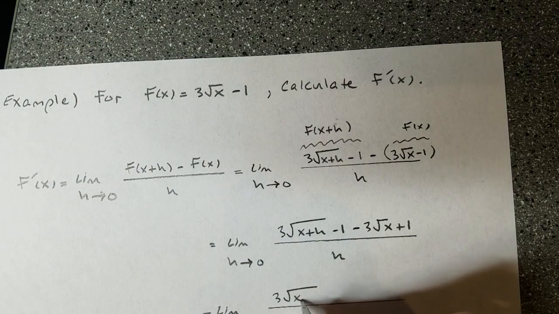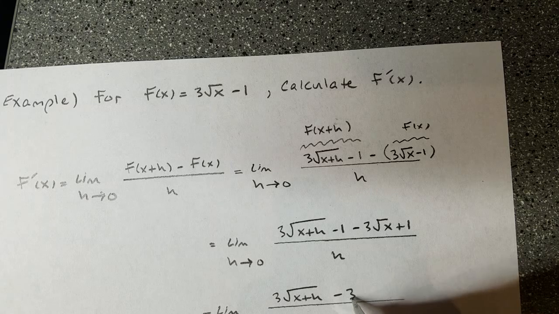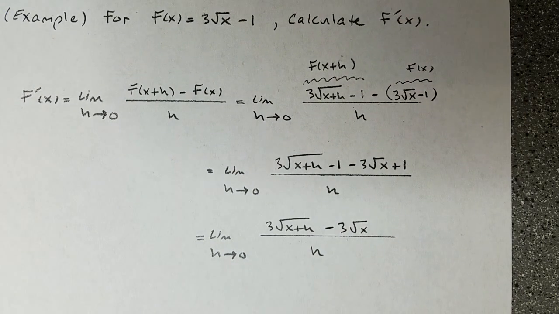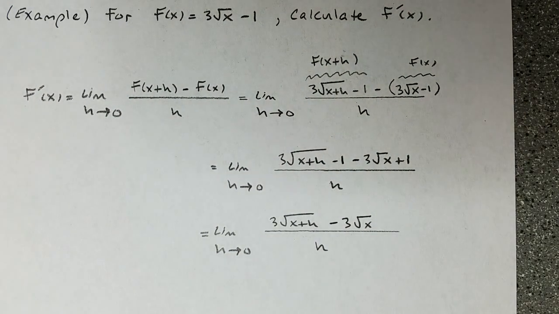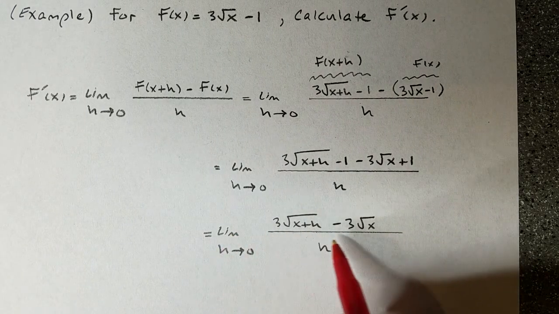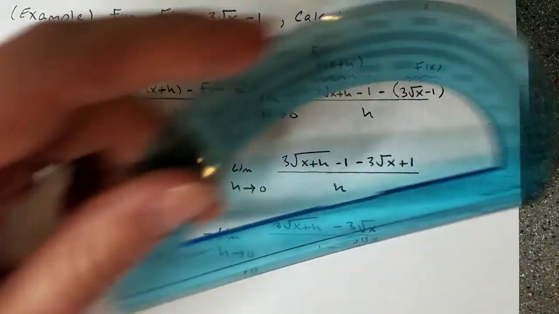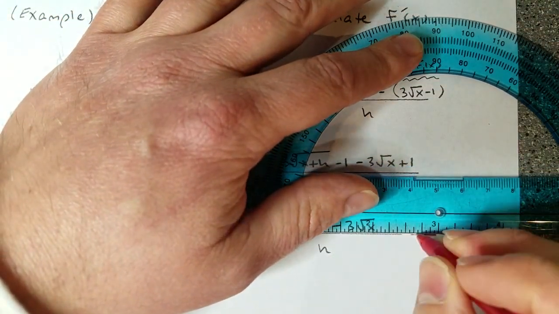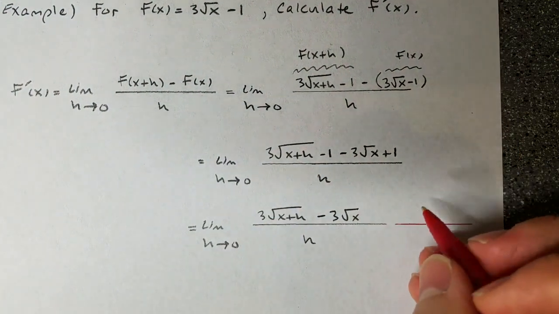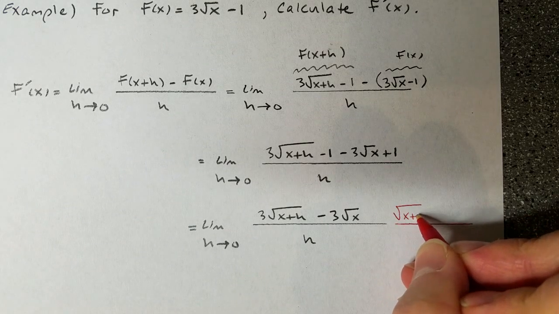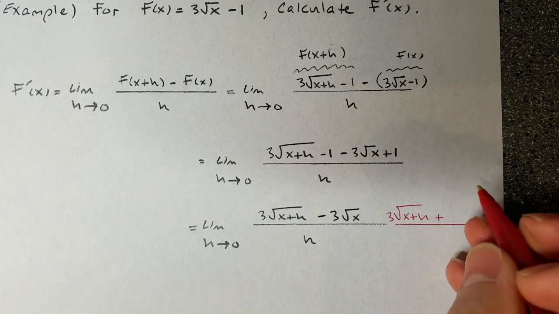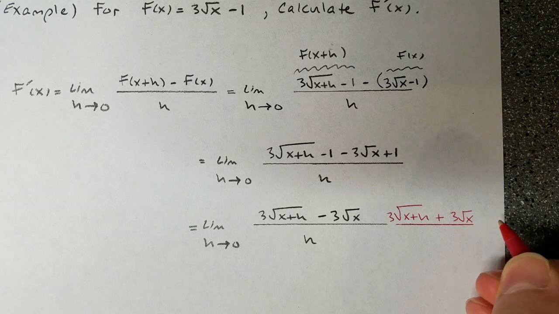3 root x plus h minus 3 root x over h. Okay. Now, before, probably lesson 3 or so, we talked about how you can do limits like this that involve roots. And the whole trick to simplifying it was to multiply by the conjugate. So to simplify this any further, the thing I'm going to need to do is multiply it by the conjugate. So that would be, in my case, 3 root x plus h plus 3 root x.